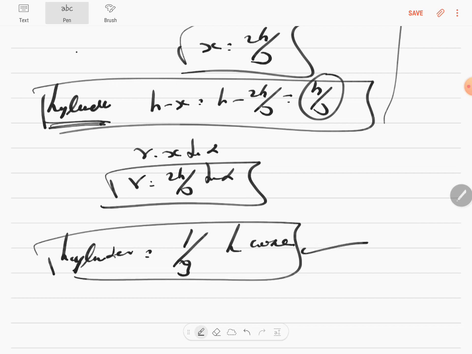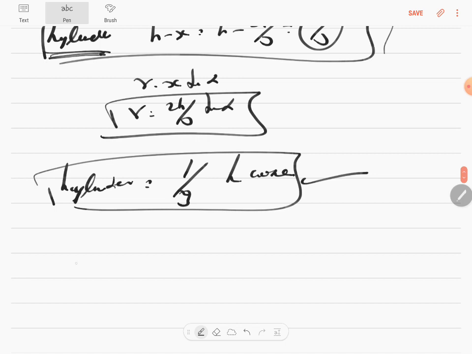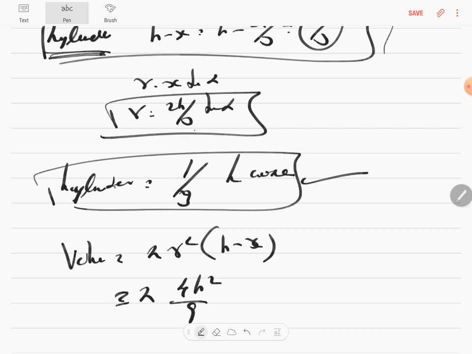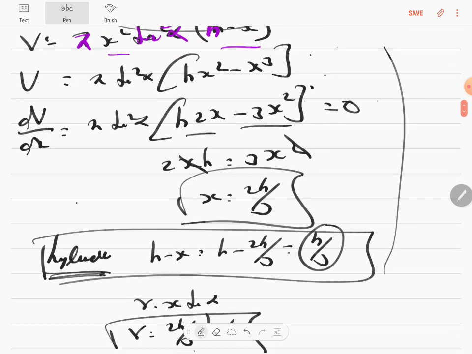Second part, they are asking you to find the greatest volume of the cylinder. What is the volume of the cylinder formula? Volume of the cylinder is pi r square into h minus x. Pi into what is r square? 4h square by 9 tan square alpha. What is h minus x? It is h by 3.